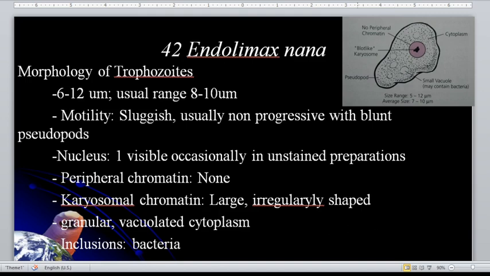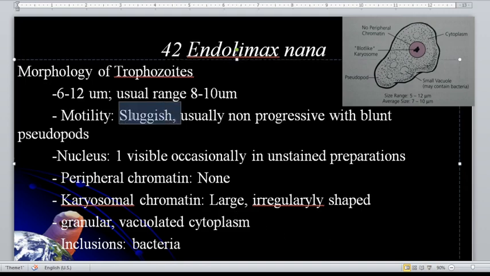Endolimax nana. Pause muna. Okay guys, nag-water break lang po. Okay, we'll continue. Endolimax nana, morphology of the trophozoite: sluggish. What do you mean by sluggish again? That is slow moving. Endolimax nana is slow moving and non-progressive. It does not move in a straight line, at mabagal pa, with blunt pseudopods. Nucleus: 1 for trophozoite.